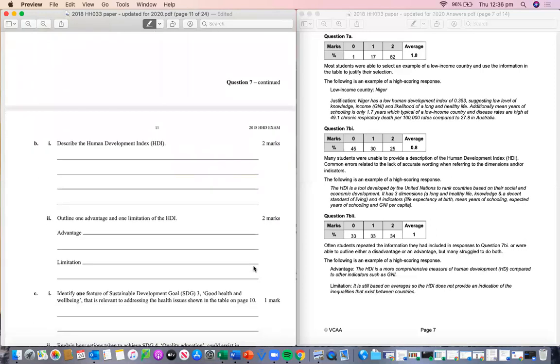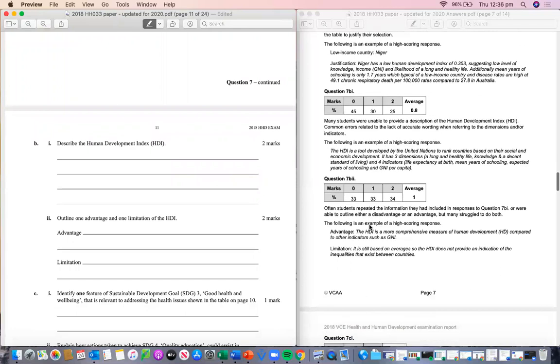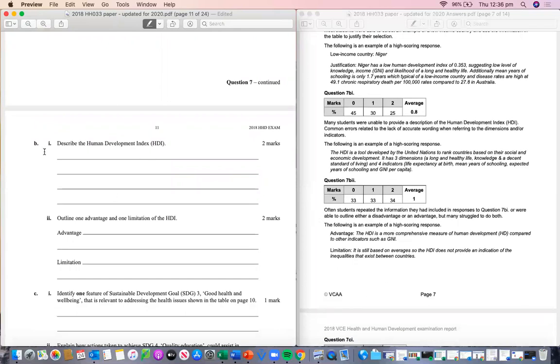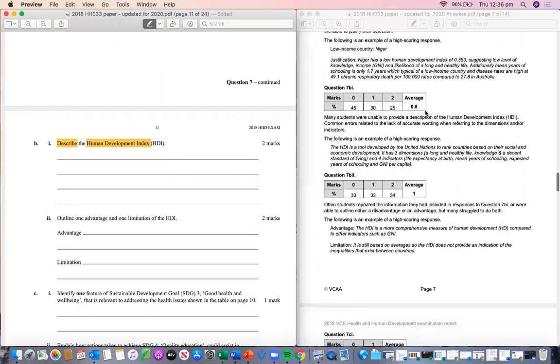Okay, so 7B, we're looking at number 1 for that. Describe the Human Development Index, or HDI. The average mark was around 1. The main thing the examiners found was that students were unable to provide a description of the Human Development Index.